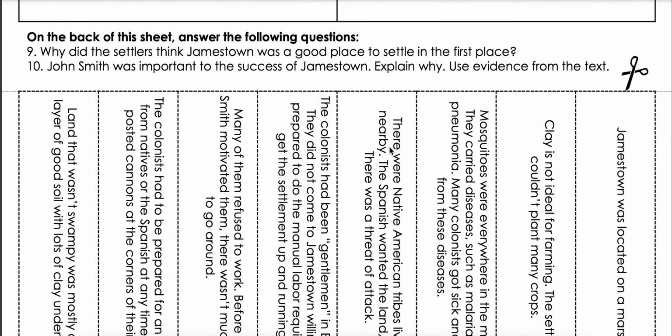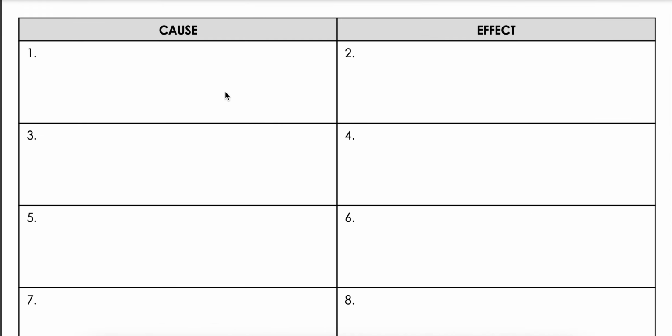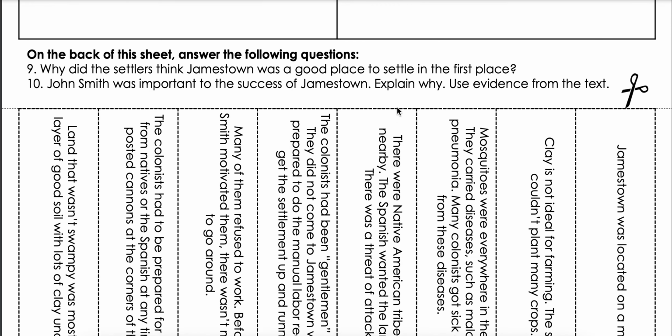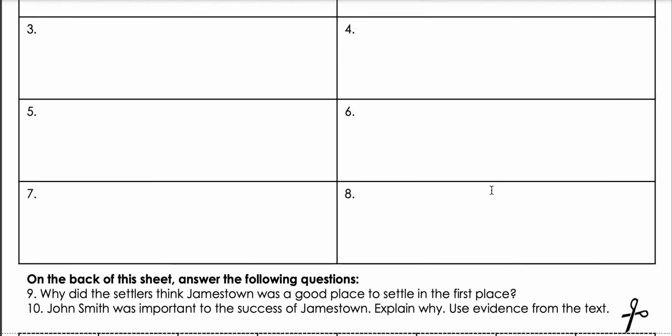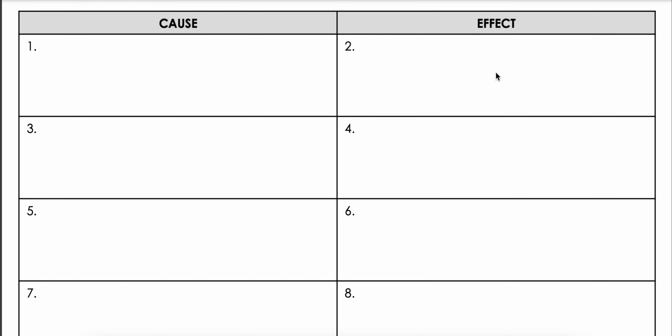But Jamestown was located on a marsh. That's the cause that I'm going to put for number 1. And then the effect was the one that starts with the words "mosquitoes were." So mosquitoes were everywhere in the marsh. That's going to go here at number 2 for the effect.